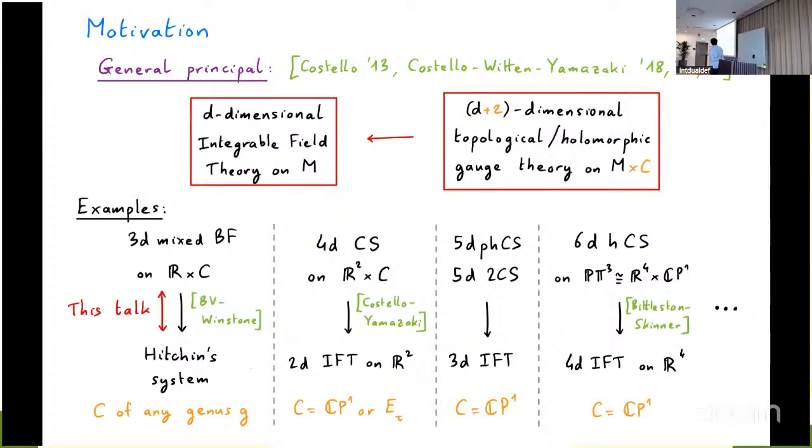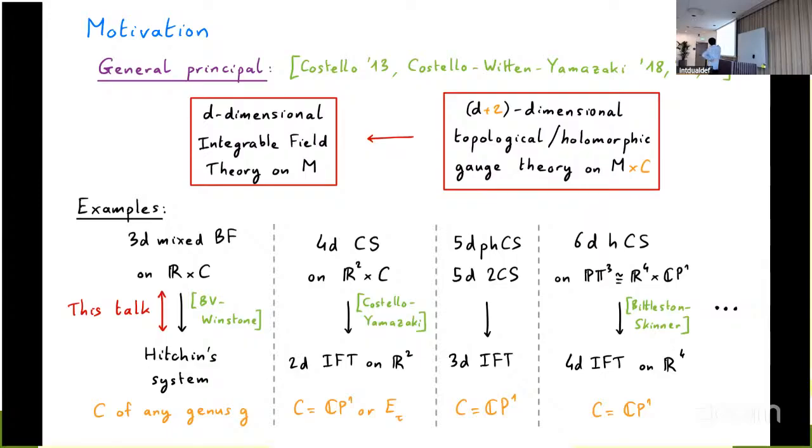So we worked in this general framework that was first discovered by Costello, Whitten, and Yamazaki, which relates d-dimensional integrable field theories on some manifold N and some high-dimensional d plus 2-dimensional gauge theory on the manifold N cross the Riemann surface, which is partly topological, partly holomorphic.